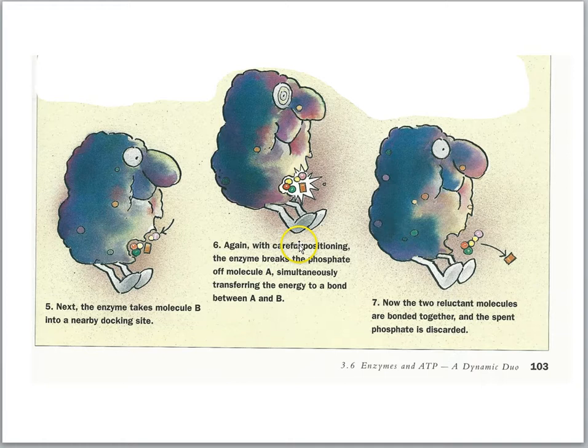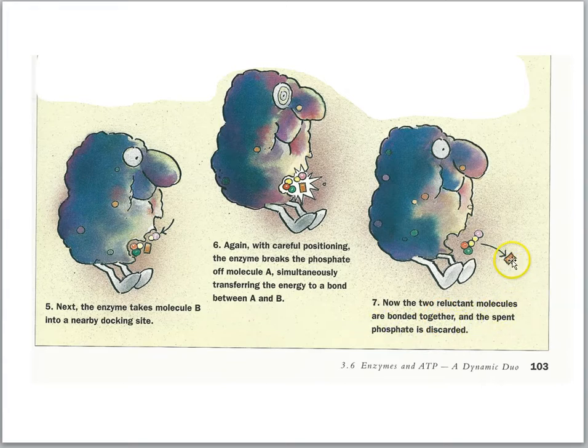So again, with careful positioning, the enzyme breaks the phosphate off molecule A, simultaneously transferring the energy to a bond between A and B. So the breaking of the bond between molecule A and phosphate releases energy that then is used to make the new chemical bond between molecule A and B. So there's a transfer of energy from one chemical bond into another chemical bond. Now the 2 reluctant molecules are bonded together and the spent phosphate is discarded.